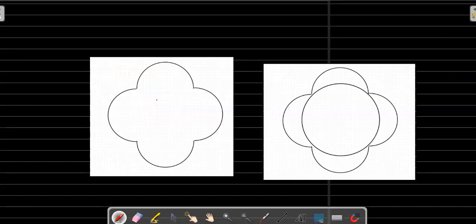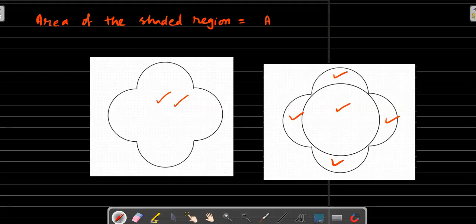Observe that the whole figure looks like this. And now there is a circle inside the figure. So the shaded regions are this, and this. You have to find the area of these regions. Therefore, from the whole figure, you have to subtract the area of the circle. Therefore, area of the shaded region is equal to area of whole figure minus area of the circle.